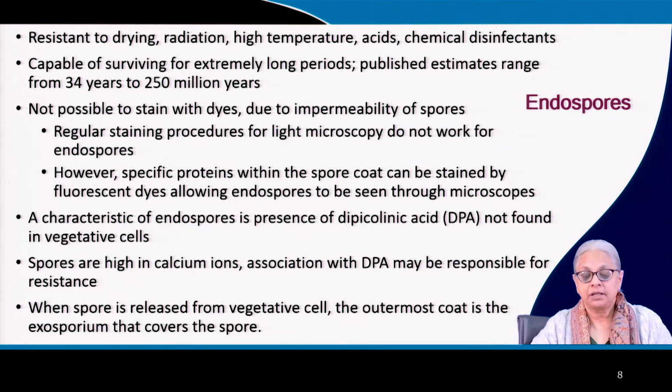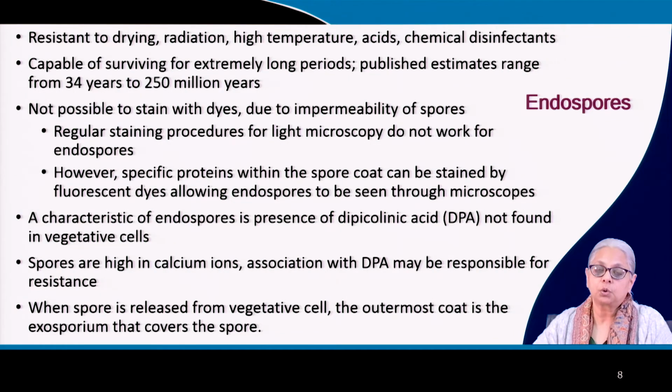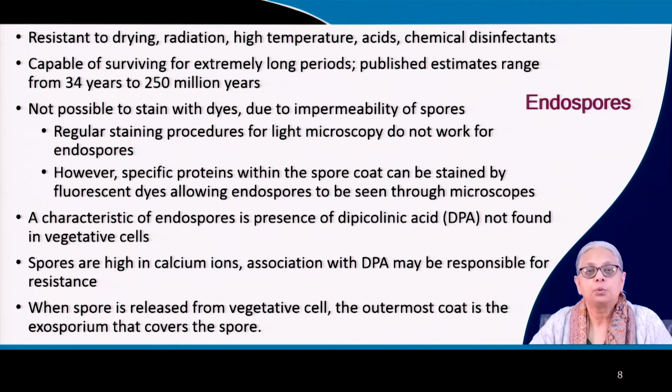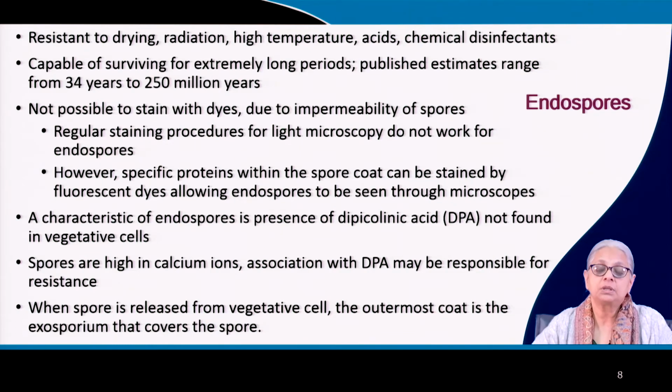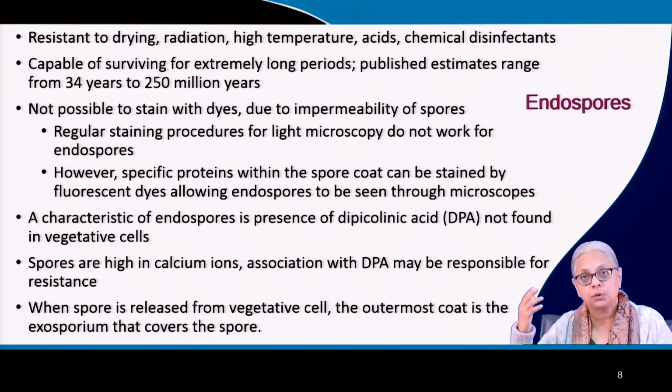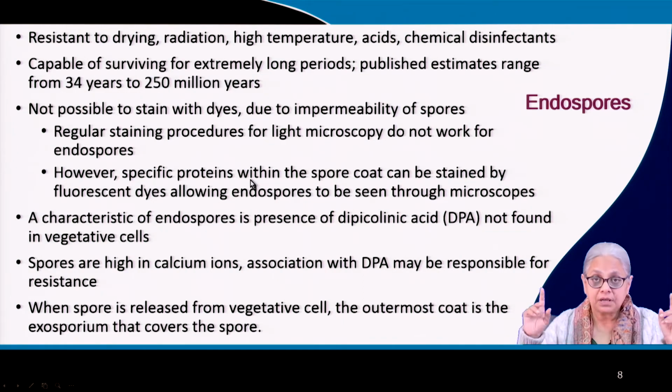Then we come to endospores. Endospores are what the bacteria create when they are in an extremely hostile environment. So let's say there is less moisture, or there is harmful radiation, or the temperature is too high, or the acid concentration in the environment is too high, meaning the pH is too low, and chemical disinfectants are present. Under any of these conditions, the bacteria is unable to survive in what we call a vegetative state.